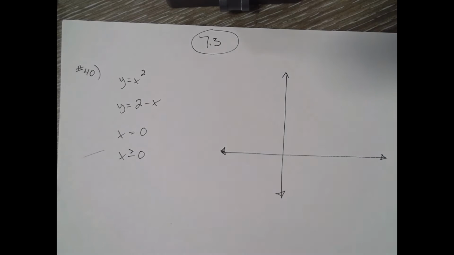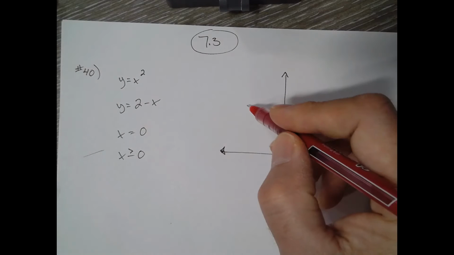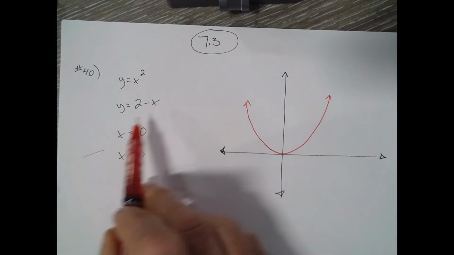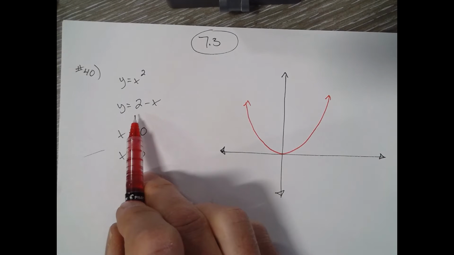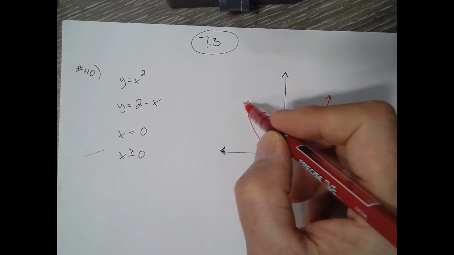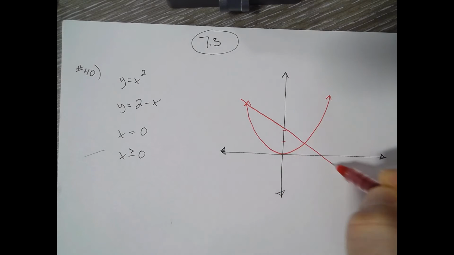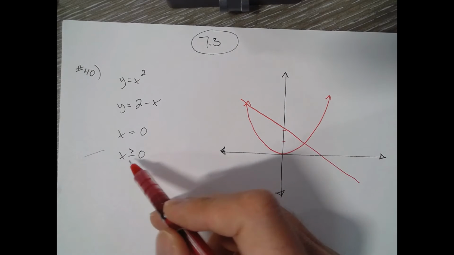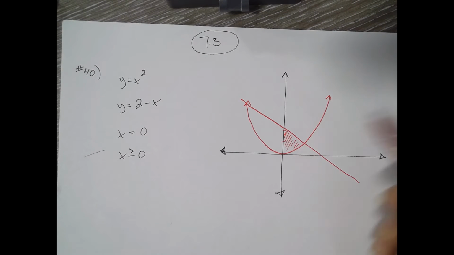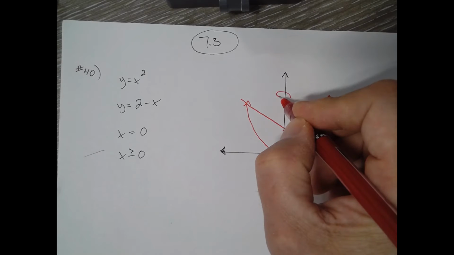y equals x squared looks like this. y equals 2 minus x, that's the same as negative x plus 2. x equals 0 and x is greater than or equal to 0. Alright, so we've got this region right here. We're going around the y-axis.